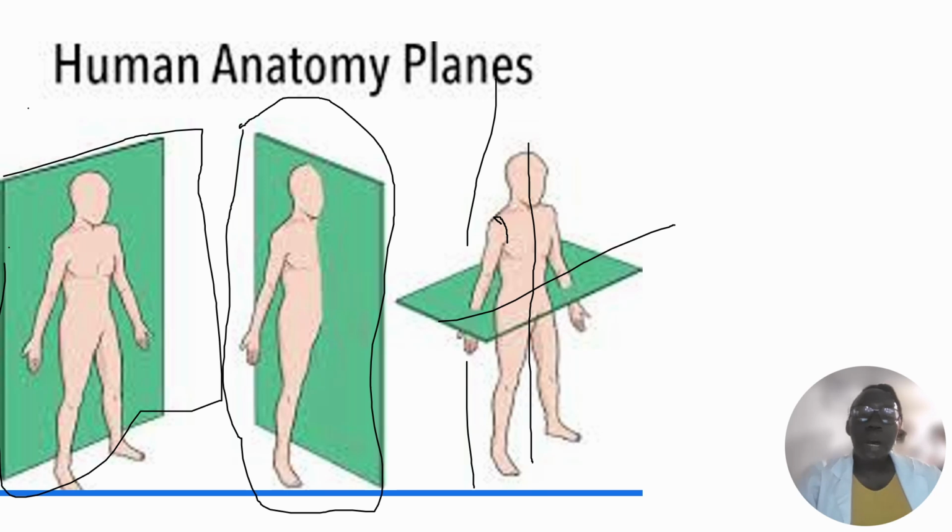We also talk about superficial and deep. When we talk about superficial, we're talking about something that is more toward the skin, more toward the outside. When we talk about deep, we're talking about toward the bone, so toward the inside. So I can say that my heart is deeper than my ribs, because my heart is more inside than my ribs.